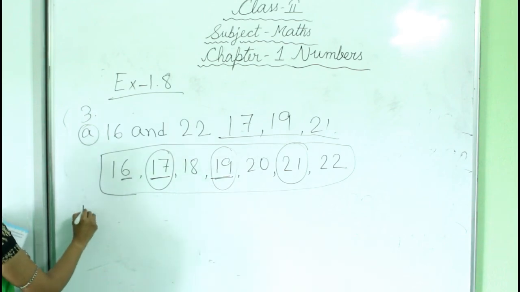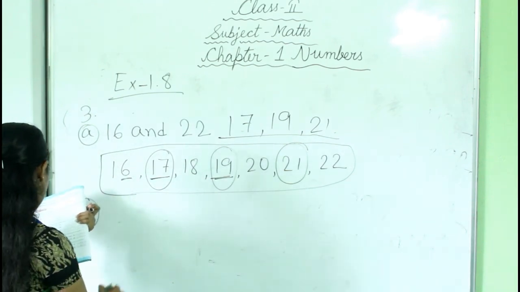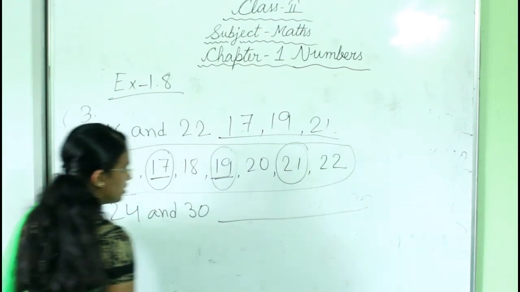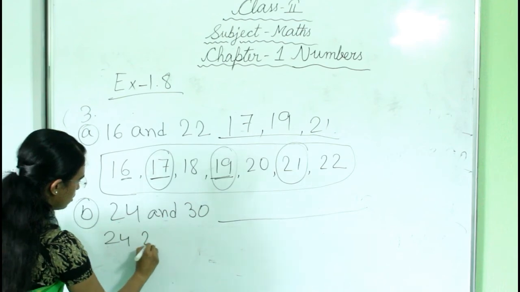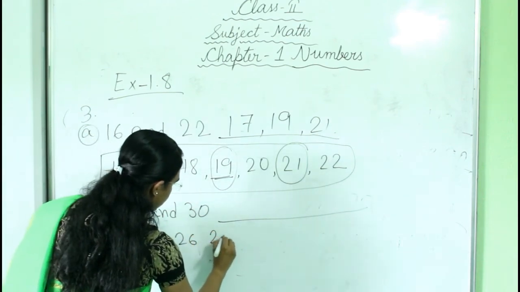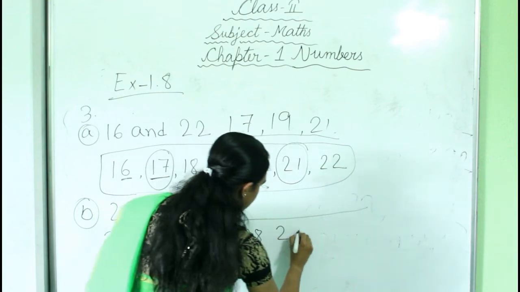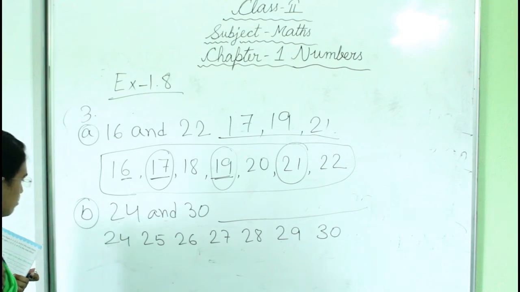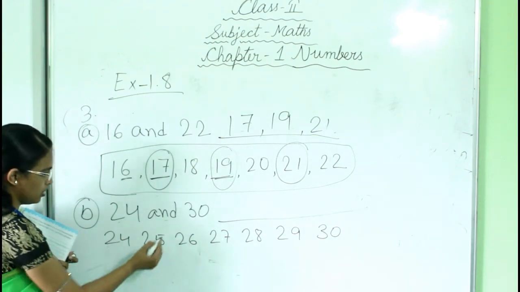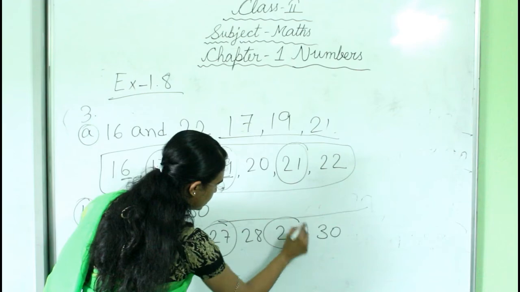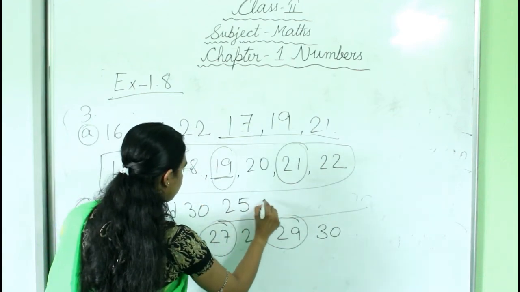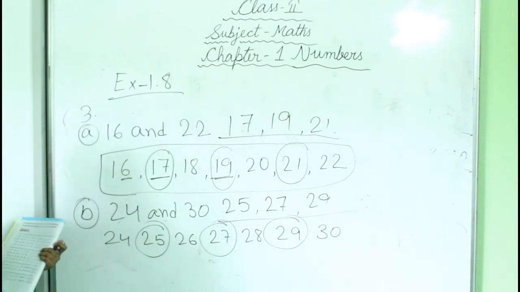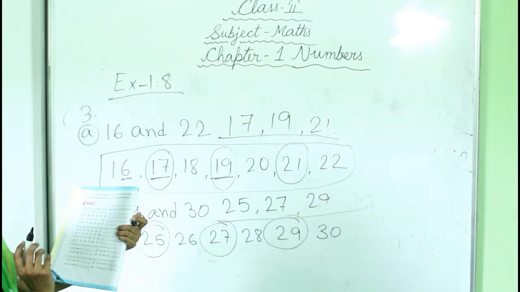Okay. Now number B, 24 and 30. You have to find out the odd numbers from 24, 25, 26, 27, 28, 29, 30. So among these numbers, which are the odd numbers for which we can't make any pair? 25, 27, 29. So the answer is 25, 27, 29. So these are the odd numbers. So the rest of the part you will do in your homework.